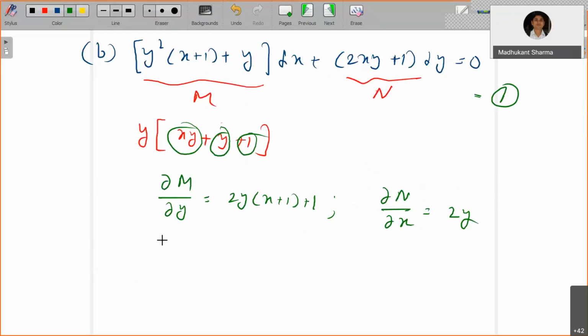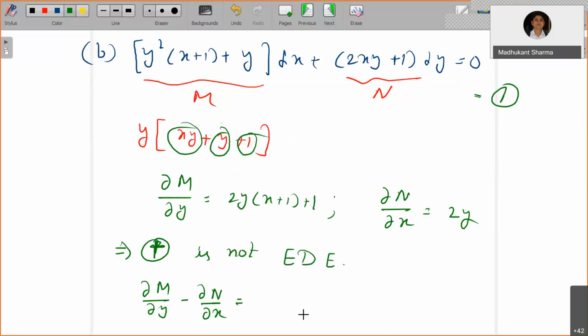So this you can say is 1. So this implies 1 is not an exact differential equation. Now, what you can look at is dou m by dou y minus dou n by dou x, which is equal to 2yx plus 2y plus 1 minus 2y. So 2y will get cancelled. What remains is 2x times y plus 1.